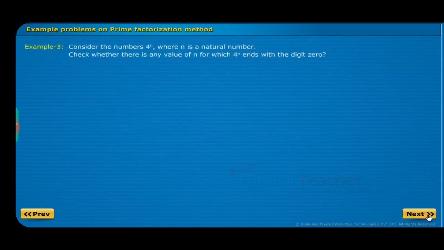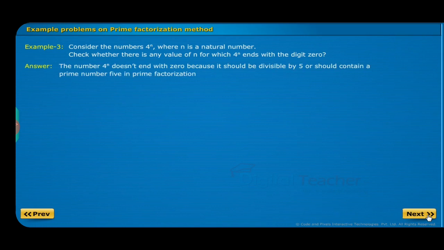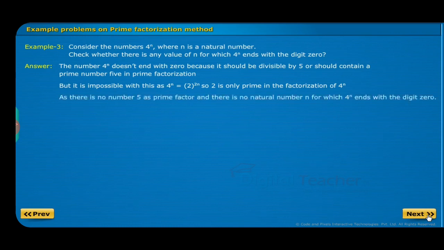Consider the number 4 power n, where n is a natural number. Check whether there is any value of n for which 4 power n ends with the digit 0. The number 4 power n does not end with 0 because it would have to be divisible by 5, or contain the prime number 5 in its prime factorization. But this is impossible, as 4 power n is equal to 2 to the power of 2n, so 2 is the only prime in the factorization of 4 power n. As there is no prime factor 5, there is no natural number n for which 4 power n ends with the digit 0.